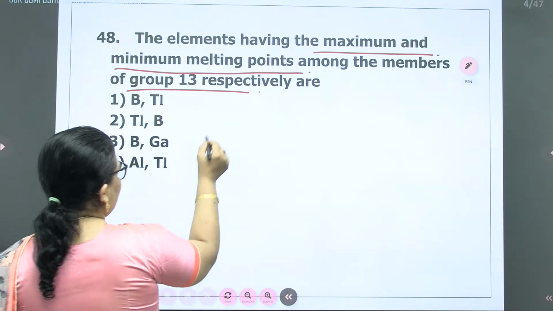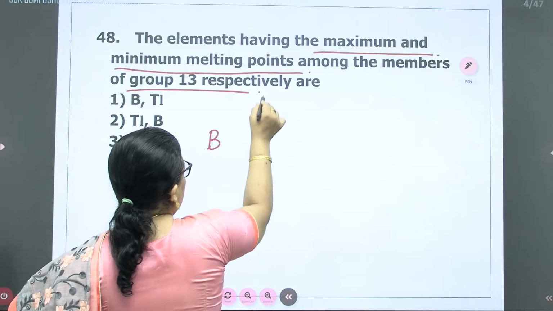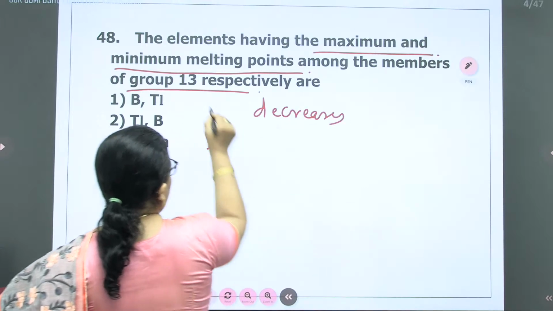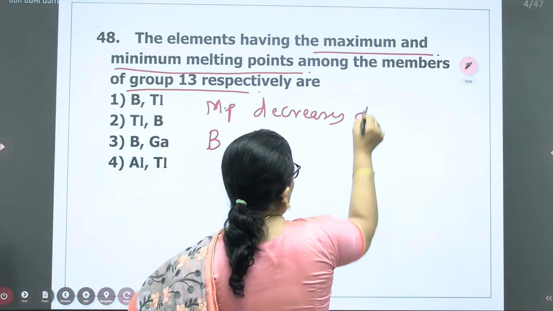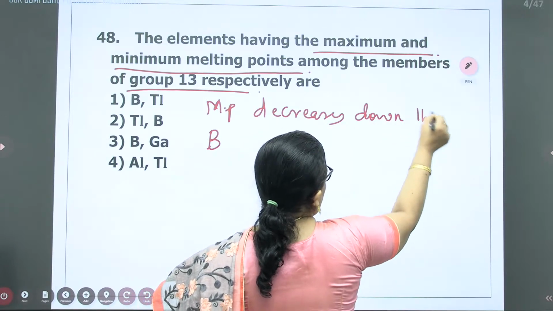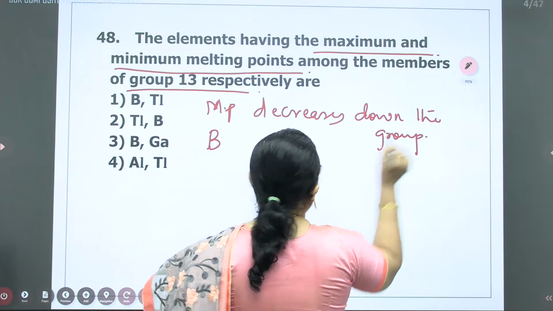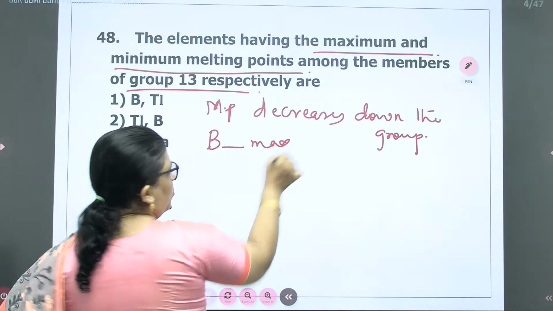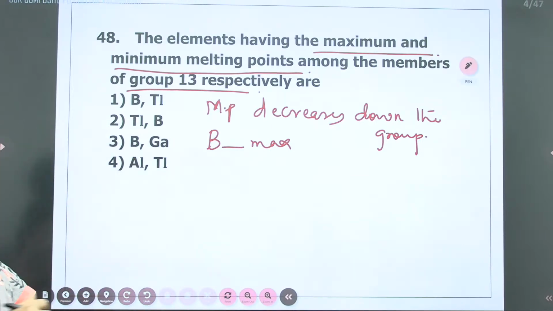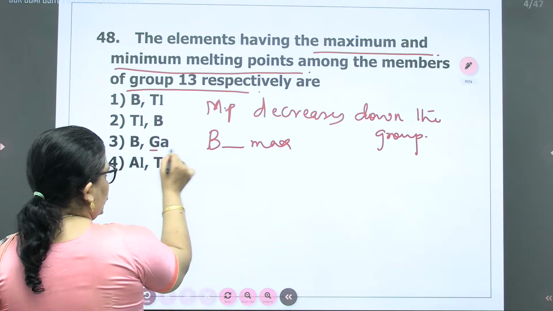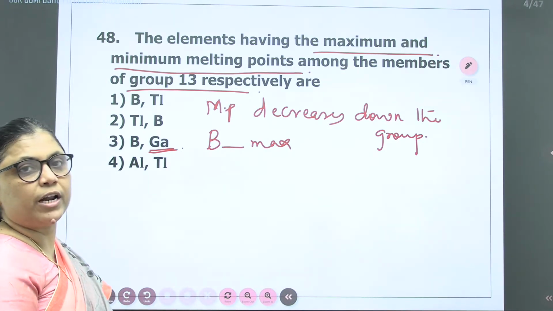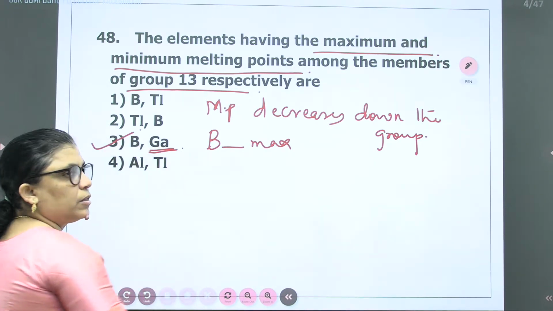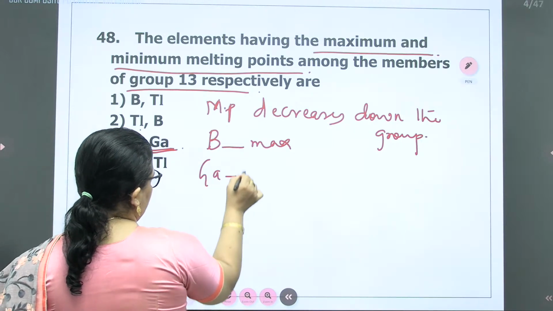Therefore, boron has the maximum, as melting point decreases down the group. That's why we consider the maximum as boron. In group 13, as we move down, atomic size increases, but with respect to the melting point, boron has the highest, and gallium has the least. You know that in summer it can be present as a liquid at room temperature. Therefore, the correct answer is the third option. The third option is correct. It will be minimum.